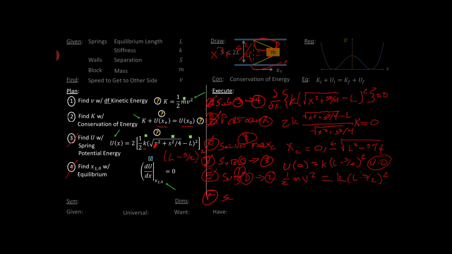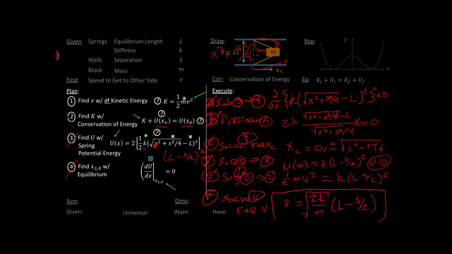Because we want to solve for v, which is just multiplying both sides by 2 over m and taking the square root. So v is equal to the square root of 2k over m, and then we have the square root of L minus s over 2 squared. So the square root of a square is just the thing itself. And so that v there is my answer. Pretty good. I think we're all happy with that one. That makes us happy. It seems sort of reasonable.